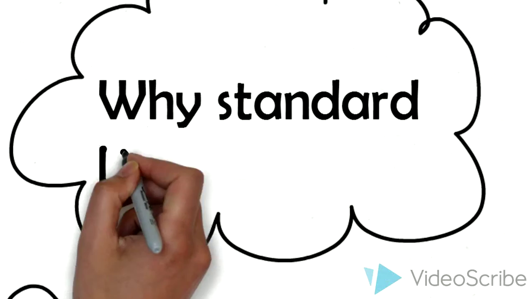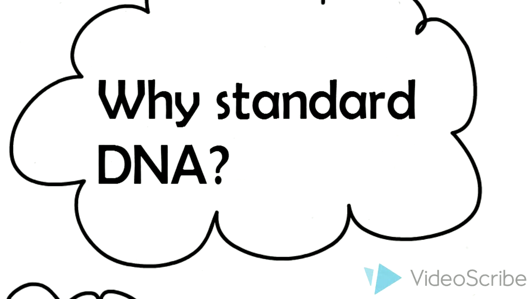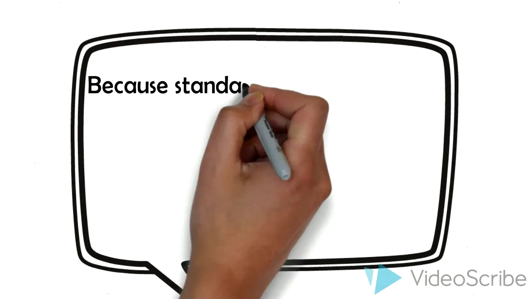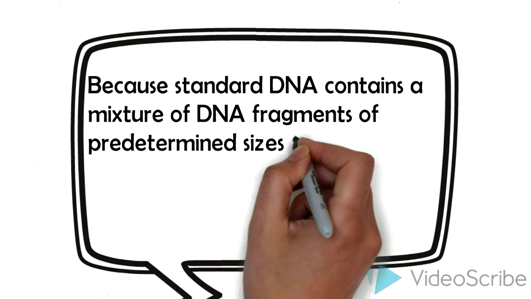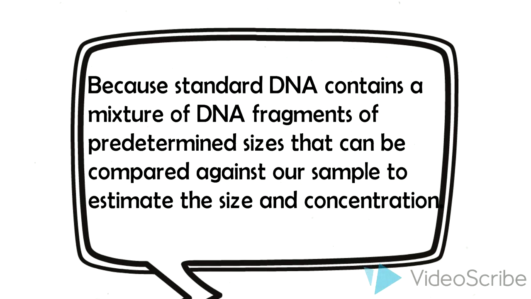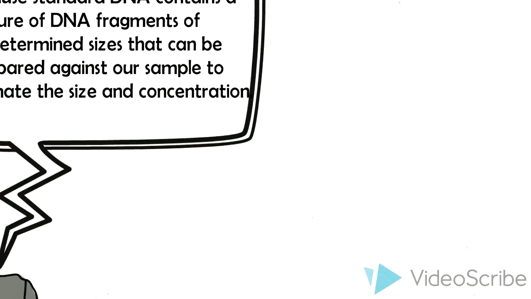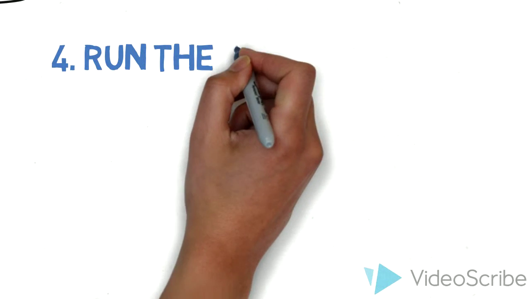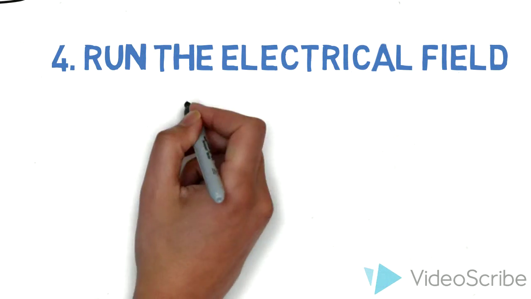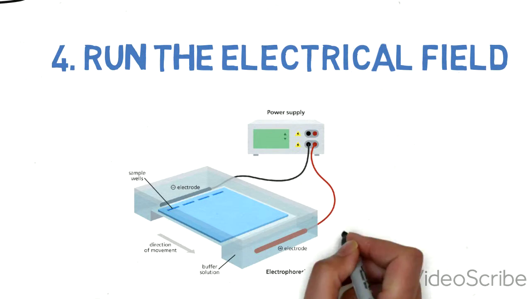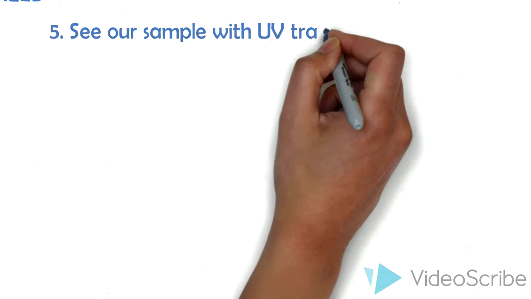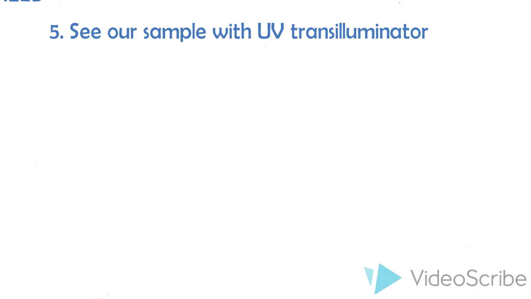Why standard DNA? Well, because standard DNA contains a mixture of DNA fragments of predetermined size that can be compared against our sample to estimate the size and concentration. Fourth, run the gel. In other words, run the electrical field. Fifth, see our sample on the UV transilluminator.